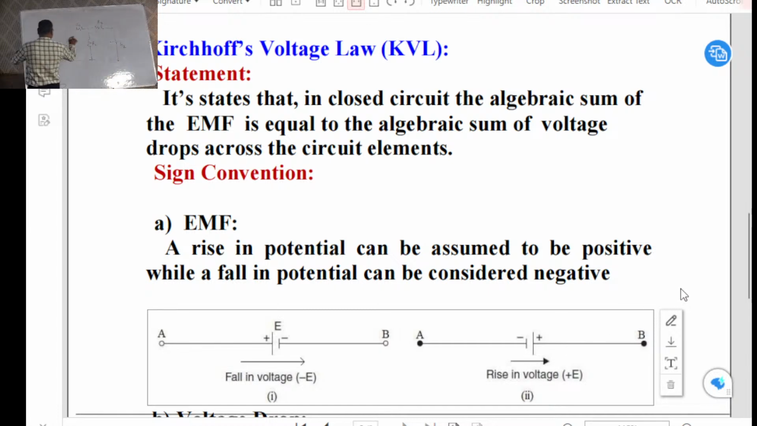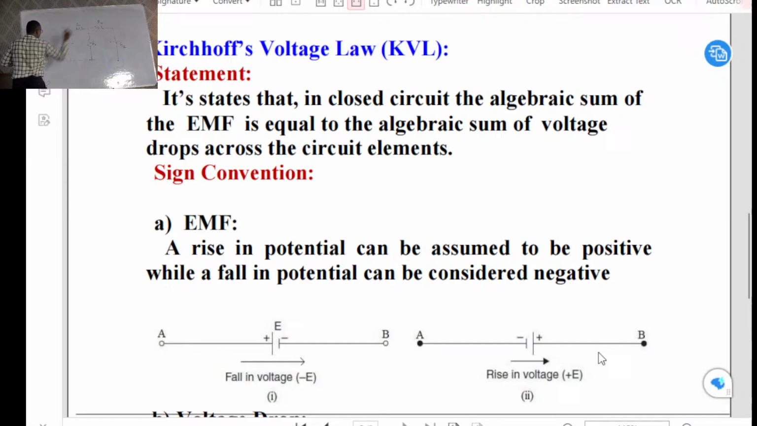We won't take this diagram now, we'll take it later. The first diagram is a simple circuit diagram, only a closed circuit: R1 is 5 ohms, R2 is 5 ohms, and 10 volts is applied.